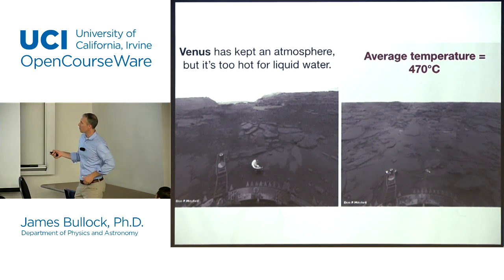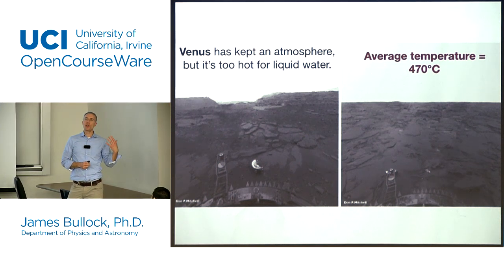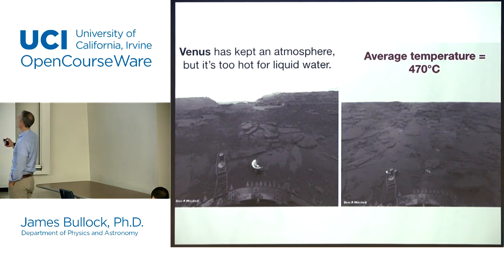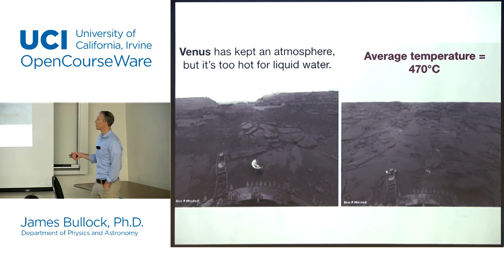Venus is another place where it just got too hot to hold on to liquid water, and you had this runaway greenhouse effect happening on Venus. Its average temperature is like 500 degrees Celsius, so it's crazy hot.